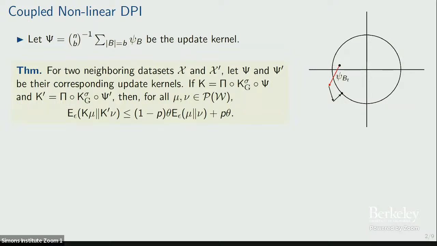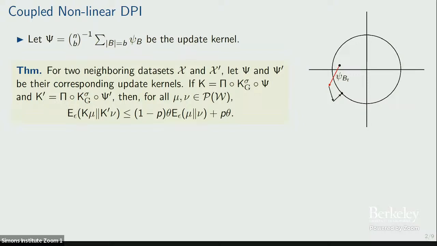And coupled, because typically when you have data processing inequality, you use the same kernel. Here you don't have the same kernel, although they are coupled, they share the same randomness. What is that randomness? The batch. The batch is the common randomness. And the only thing that is different is the X and the X prime. And most of the time they are the same because it is almost the same data set except for one guy.